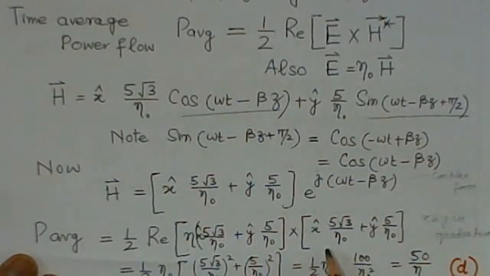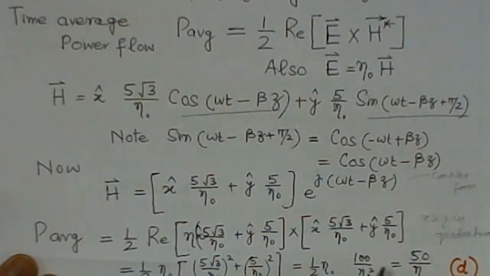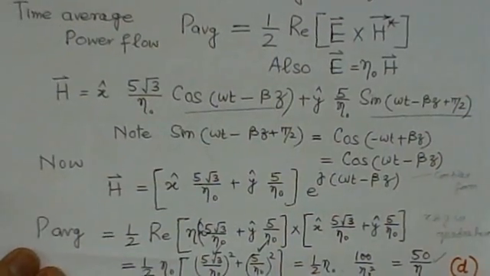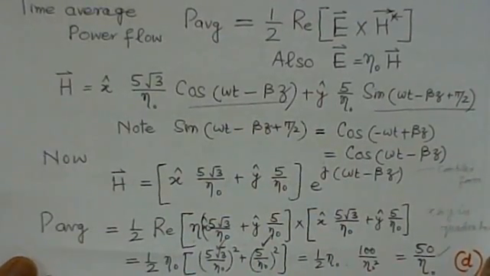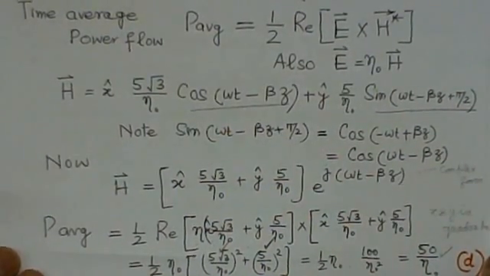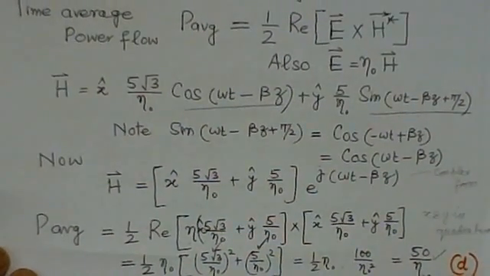This part, the x components and y components, are in quadrature, and if I take a cross product of these two terms here, since they are in quadrature, I can write a plus jb into a minus jb as a square plus b square. So this is the way I have written this, and this turns out to be 50 by eta naught. This is the right kind of answer, the right option for this particular problem. Thank you.